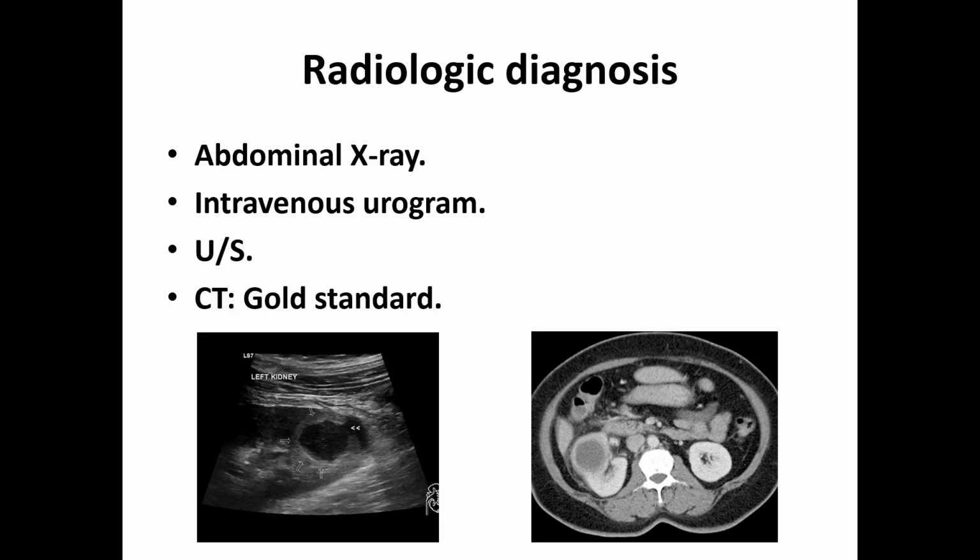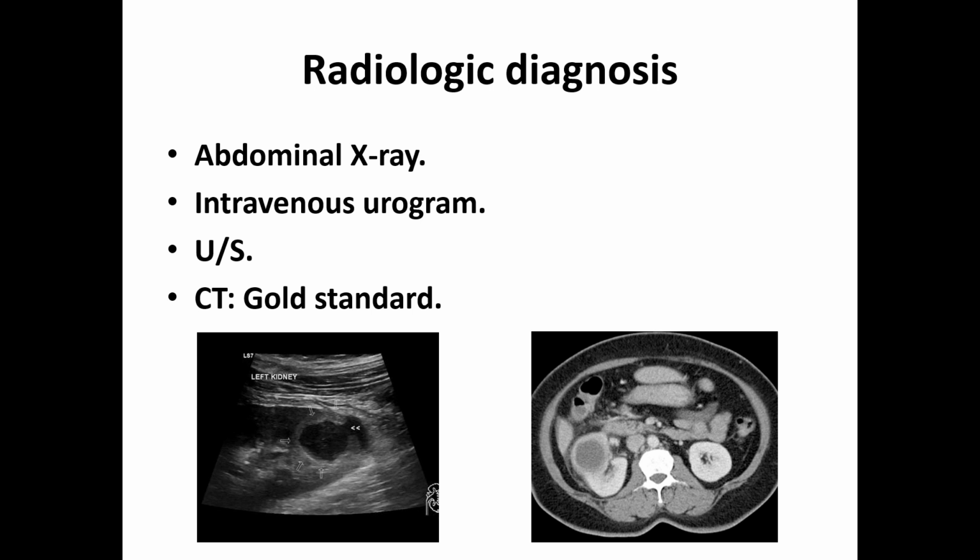This is the radiological finding on abdominal X-rays. We diagnose these cases by means of intravenous urography, ultrasound, or CT scan. The gold standard is CT. In the ultrasound, the arrows indicate the abscess, and this hypoechoic or dark-colored area is the abscess cavity, which is filled with pus.